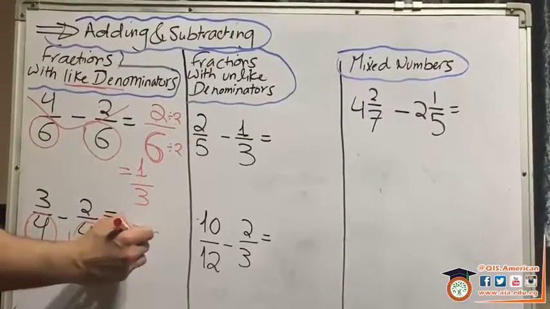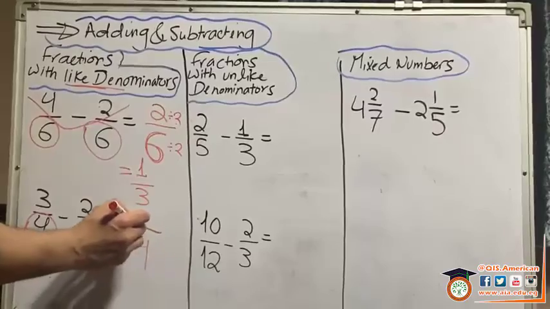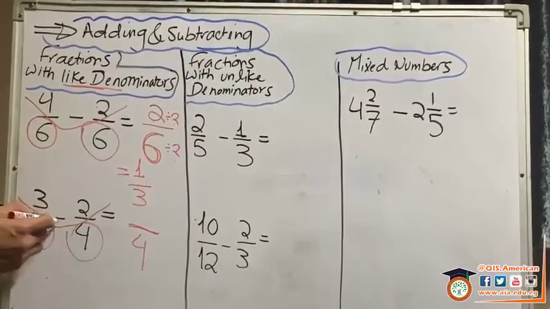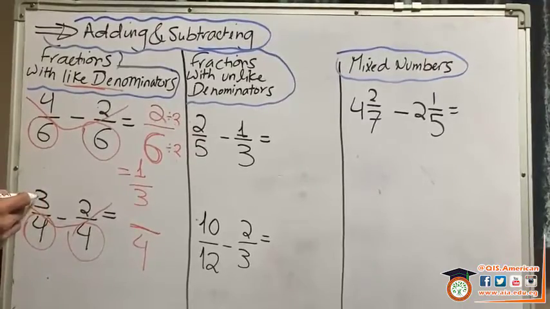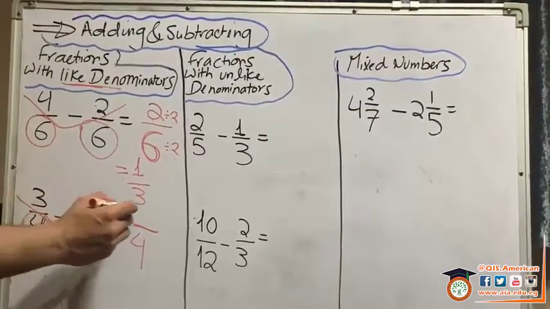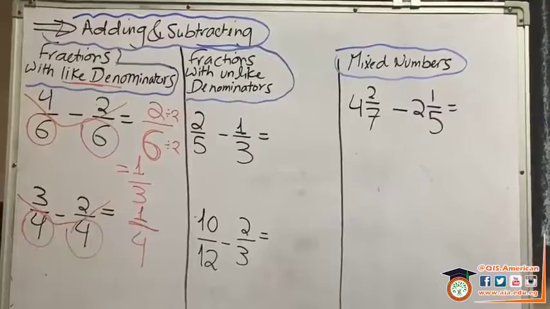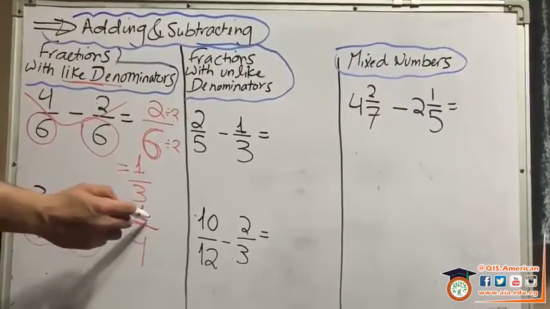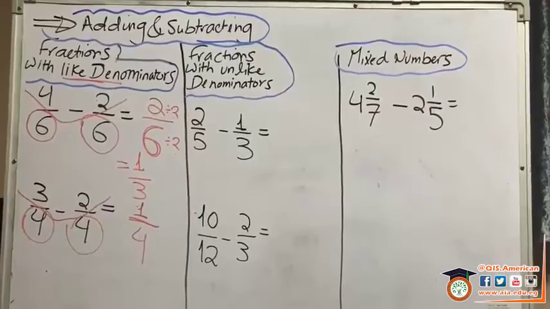So I'm gonna stick to the over 4 in the answer, and I'm gonna only look at these numbers and subtract them. 3 minus 2. What's the 3 minus 2? It's 1. Okay, is this the simplified version? I have a 1 in the denominator, so yes it is.